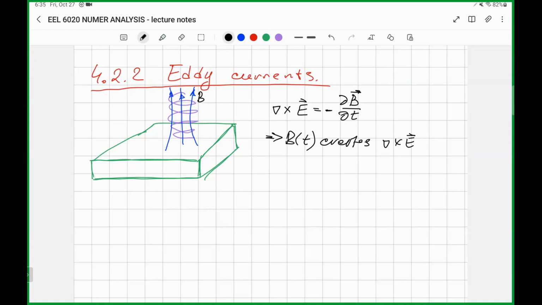It's the curl of electric field. Right. So next, if the conductivity is finite, then the electric field creates the current, right? Induces the current according to this local Ohm's law.